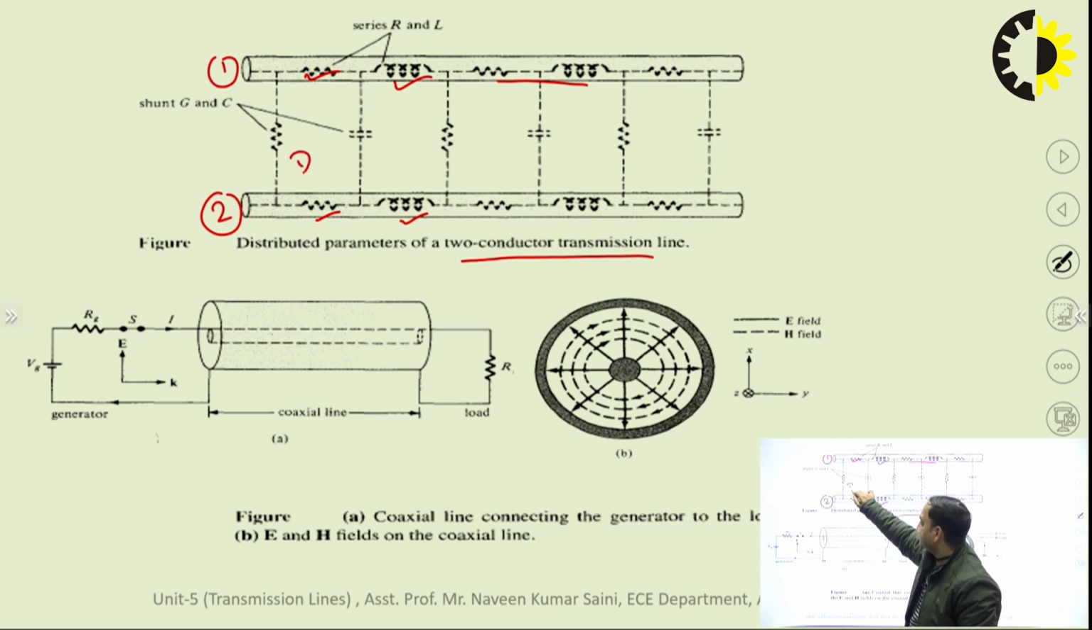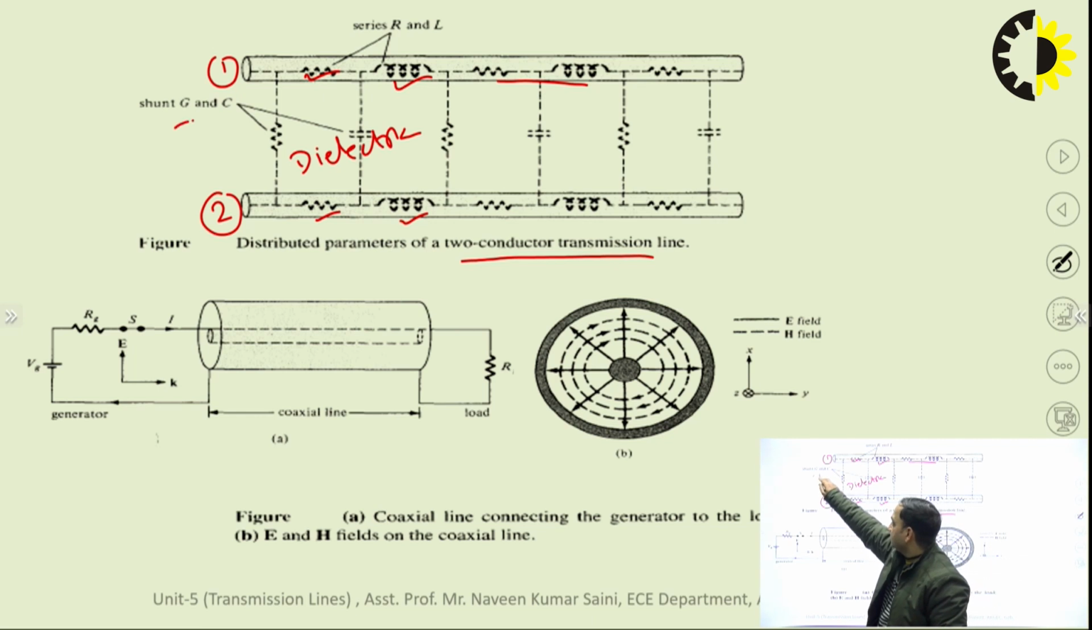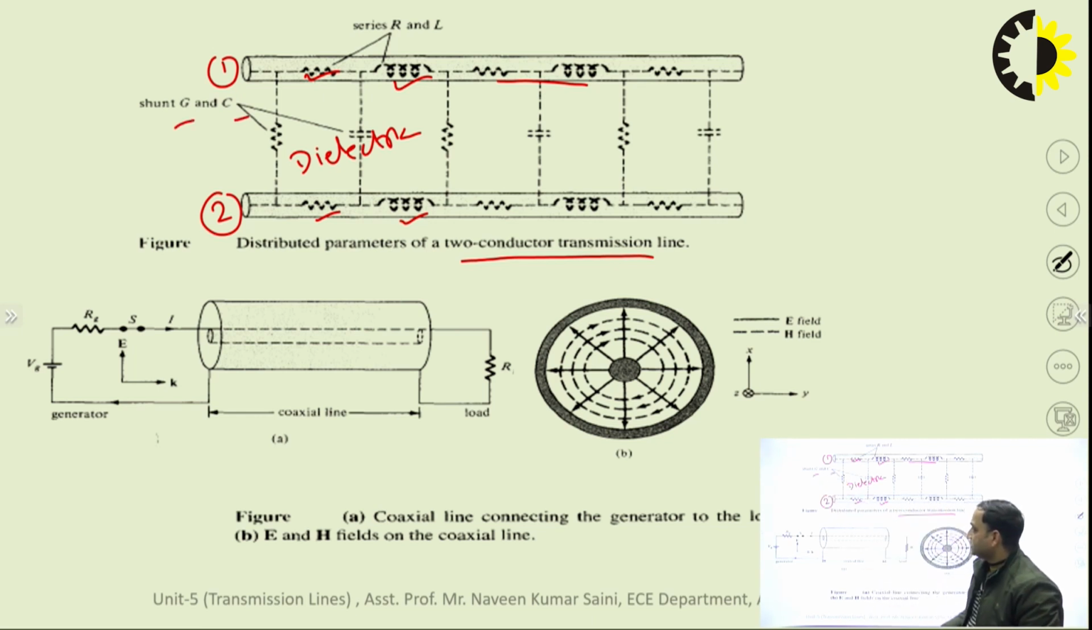So, this dielectric is distributed in nature. It is defined by the shunting G and C, right, the conductance and the capacitance. So, these are for the dielectric.